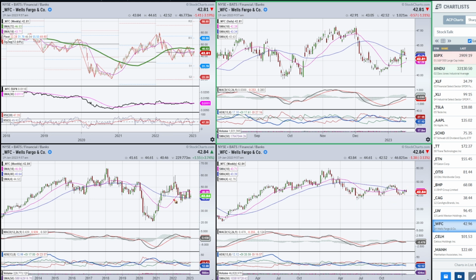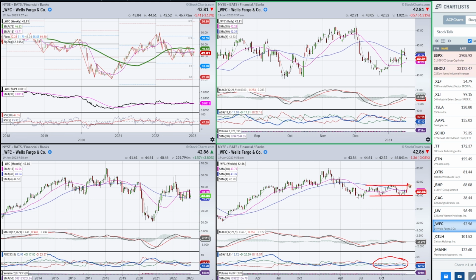What we need is for this to either break out above here or break down below here, and that would really signal our next potential play. So we let it break out and then play the next pullback, or let it break down and look for the next rally. That's what I would be doing. We're in a low ADX condition. You could play the breakdown or the breakout if you want.